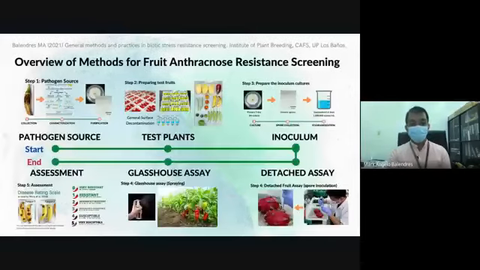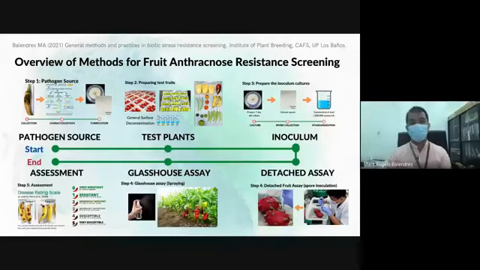Okay, so we're done with bacterial wilt. Probably we'll do the question and answer later on, and just continue with this one. So here is for fruit anthracnose. We're dealing with fruits now. Earlier we dealt with a plant, but this one is on fruits. It's the same overview, the same strategy.